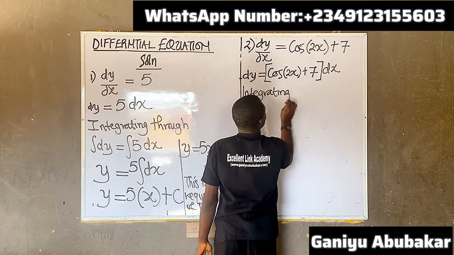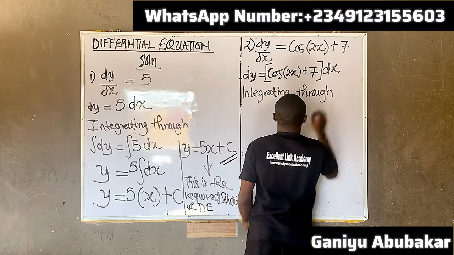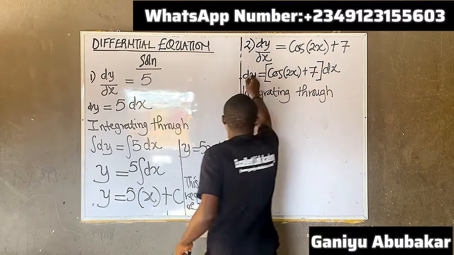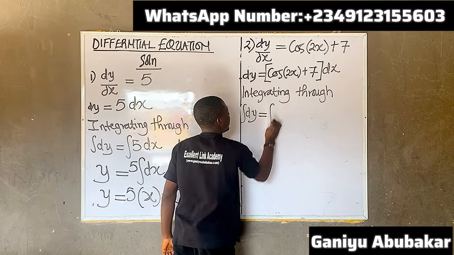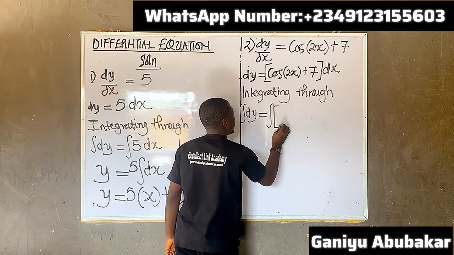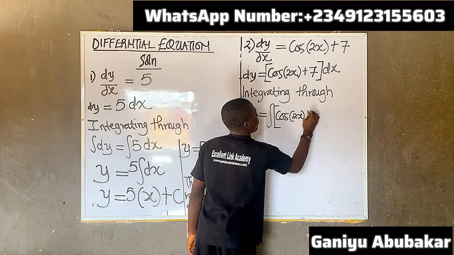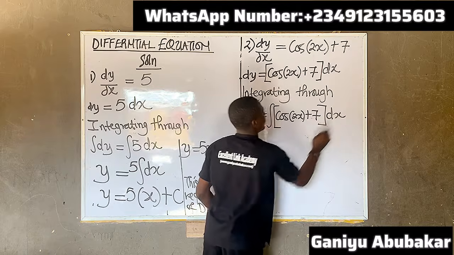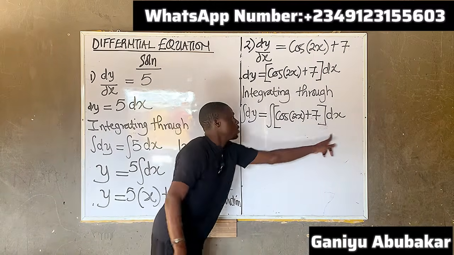Integrating through. So I want to integrate through. What do you do? That gives you the integral of y is equal to the integral, open your bracket, of (cos 2x + 7) dx. Please, how will you integrate this?